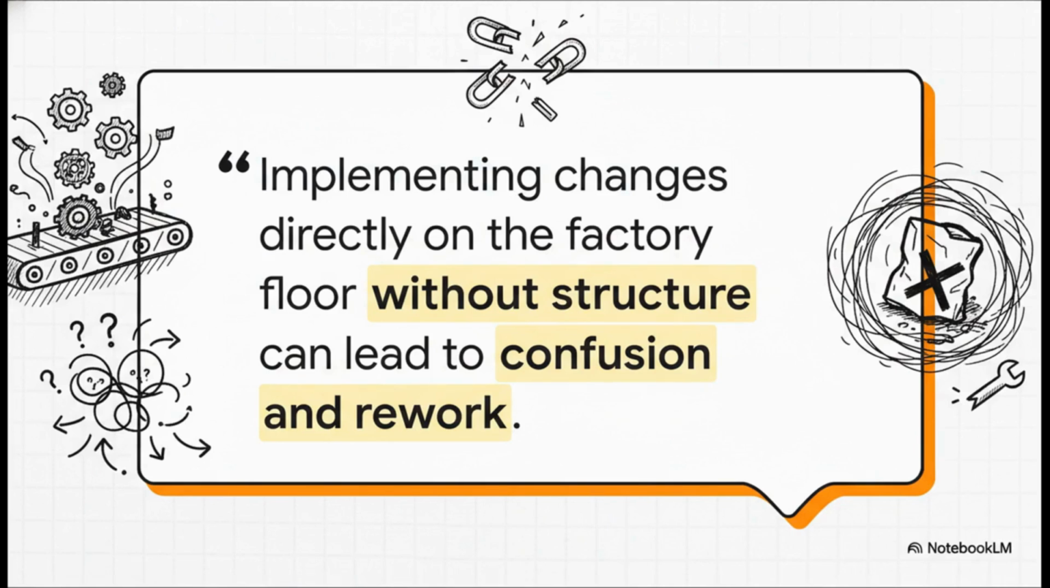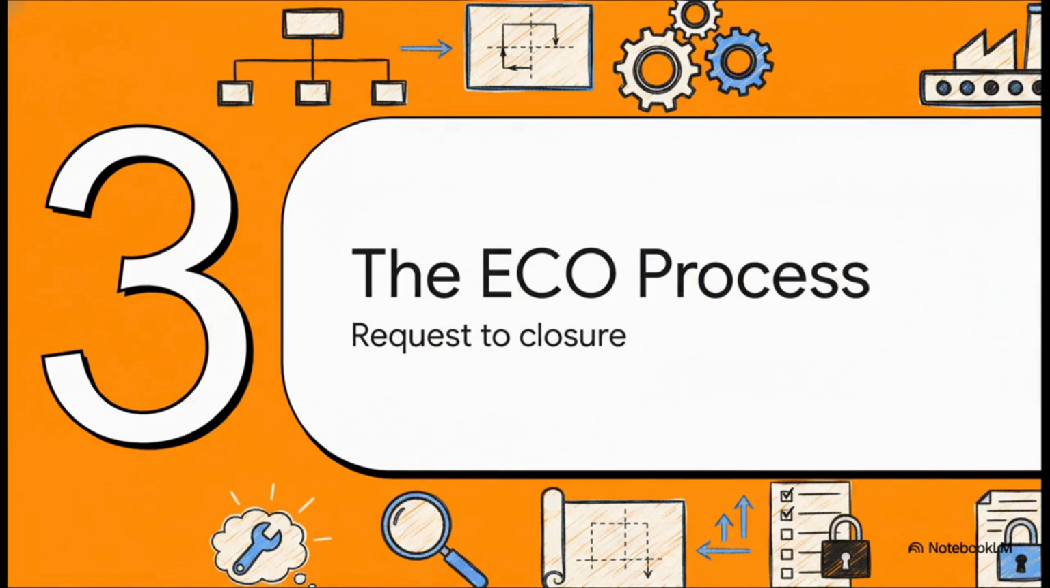It's a one-way ticket to confusion, expensive rework, and massive quality failures. So, to avoid that path to failure, you need discipline. A robust ECO process follows a really clear, logical sequence to make sure nothing ever falls through the cracks. Let's walk through how it works.